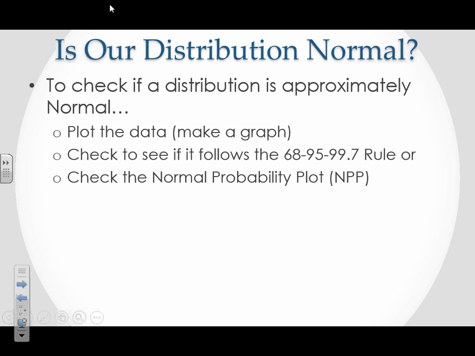So, make a graph. Most often you want to do something with a histogram. That's usually the easiest to take a look at. Check to make sure it follows the 68, 95, 99.7 rule. Or check the normal probability plot. And we'll show you how to make that here in a little bit.